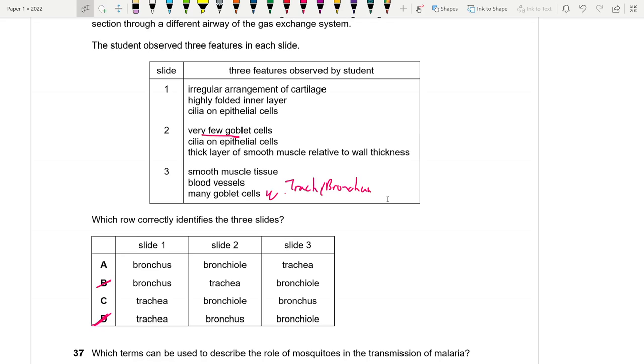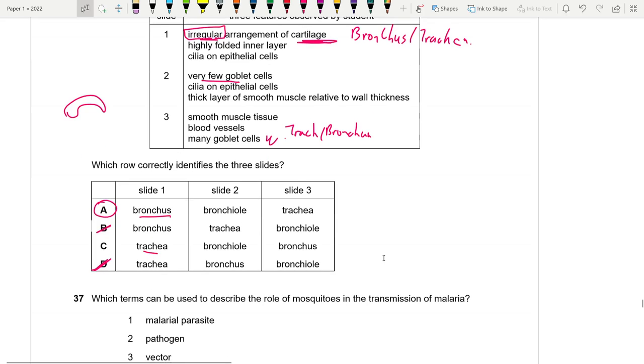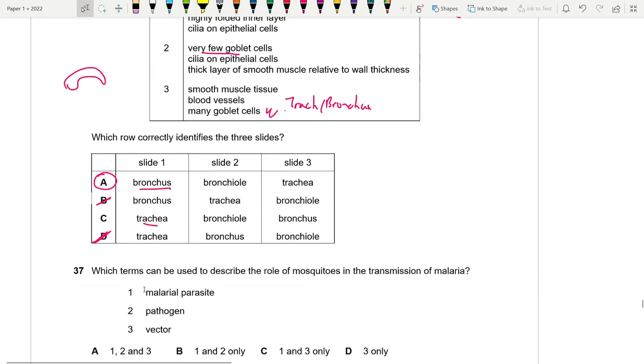Now, cartilage, okay, this is the determining factor. Cartilage is present in bronchus or trachea only. So, let's see. Slide 1 needs to be bronchus or trachea. But here's the thing, irregular arrangement. In trachea, we have a regular arrangement of C-shaped cartilage. So since it's irregular, it has to be bronchus. That's why the answer is A. See if you guys get it. If it was regular, it would have been the answer C.